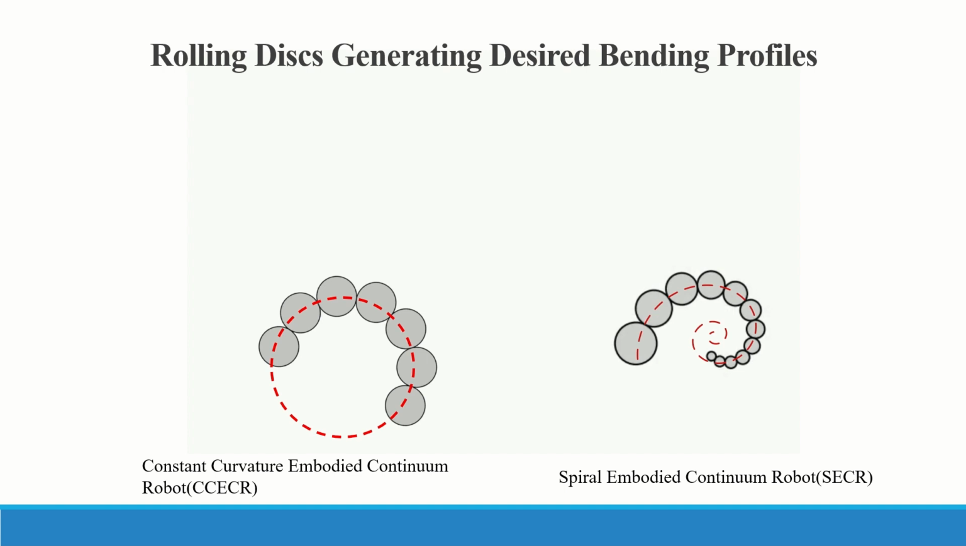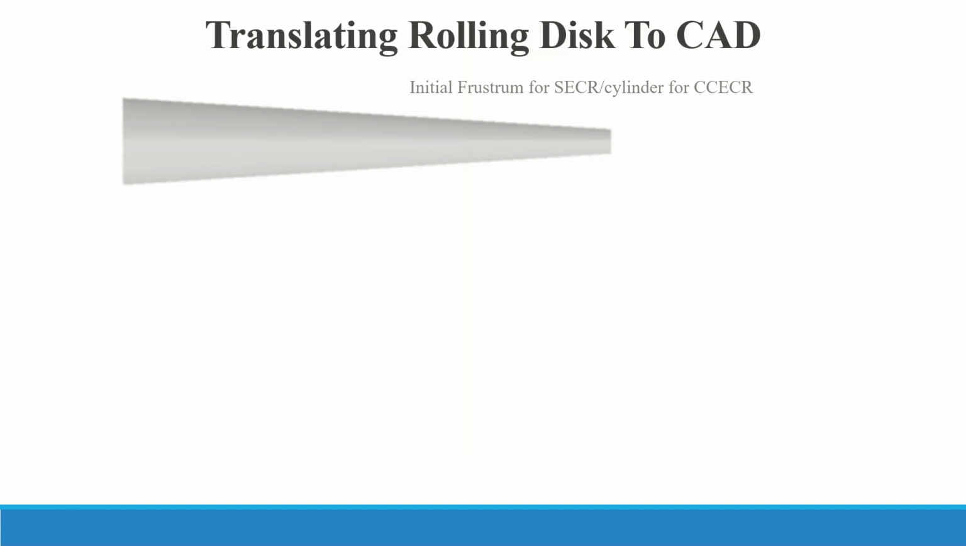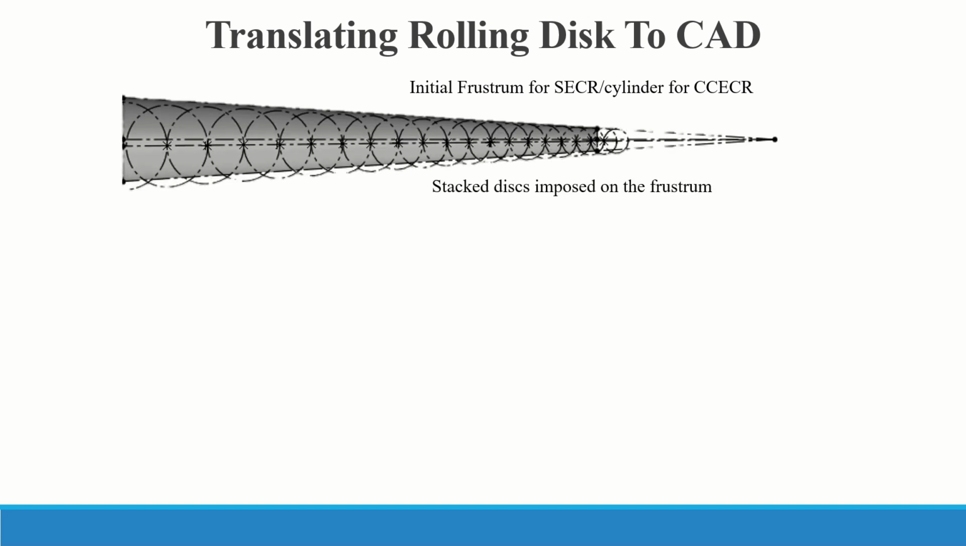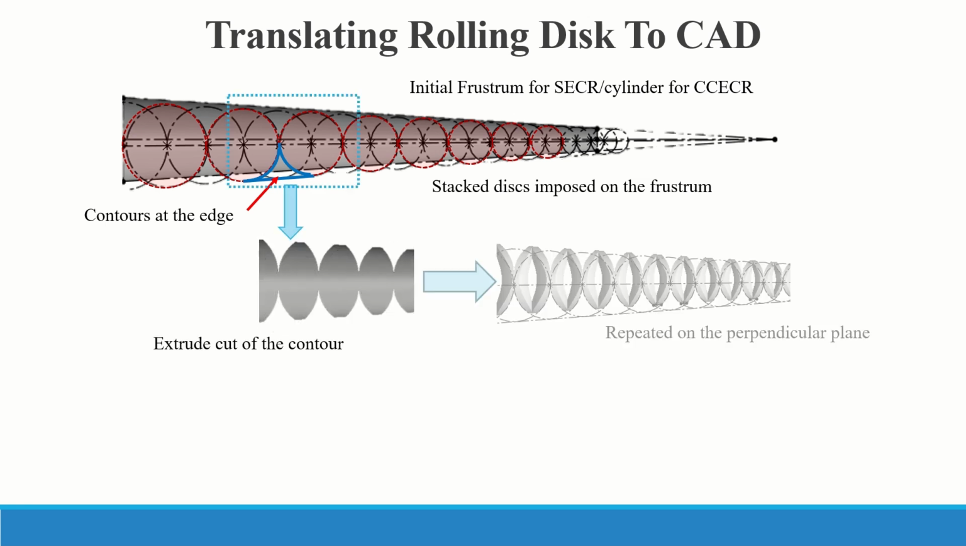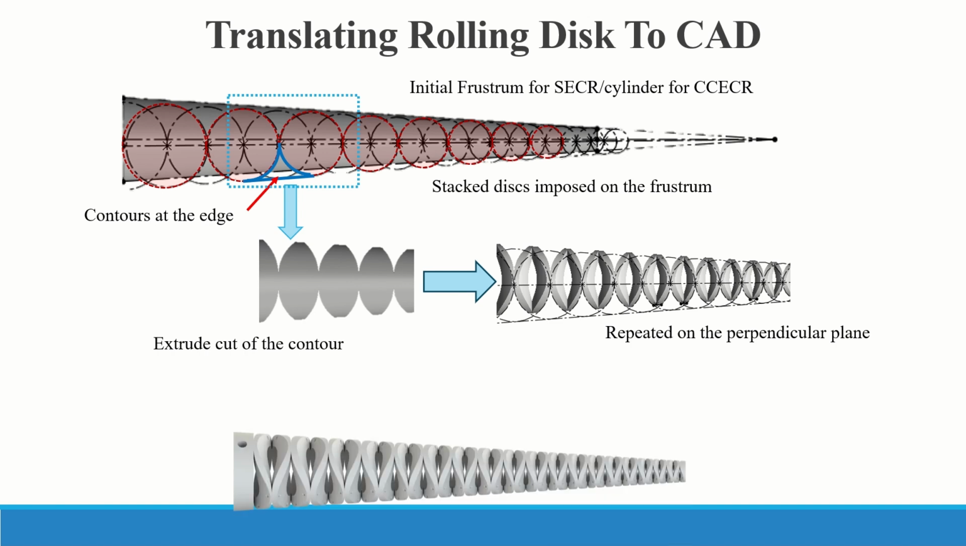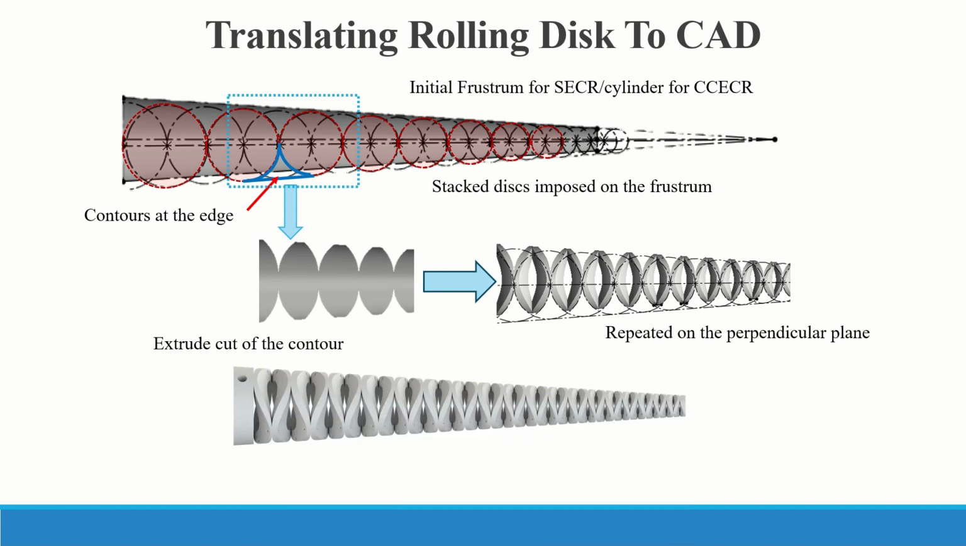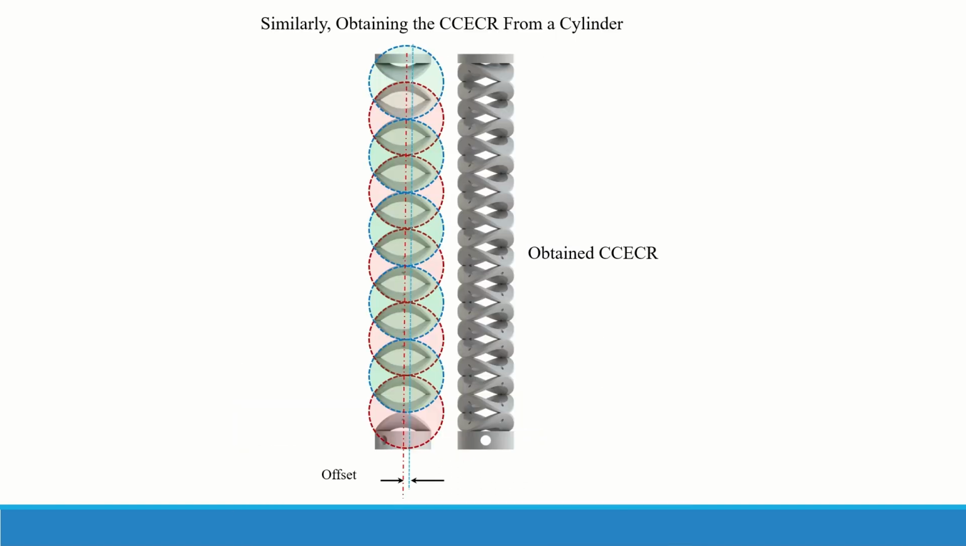To convert the model to design, we begin with a revolved hollow symmetric geometry, here a frustum for SECR, similarly a cylinder can be chosen for CCECR. The discs are then imposed on the geometry creating these contours at the edge which can be extruded out, mirrored on the opposite side and repeated on the perpendicular plane. And finally adding the tendon routing holes, we can obtain the SECR design. Similarly, the CCECR can be obtained from the cylindrical initial geometry.